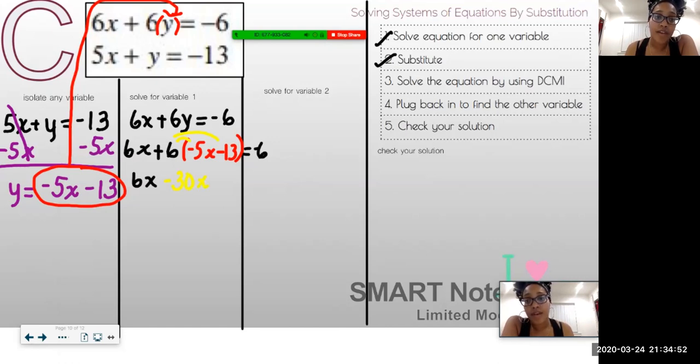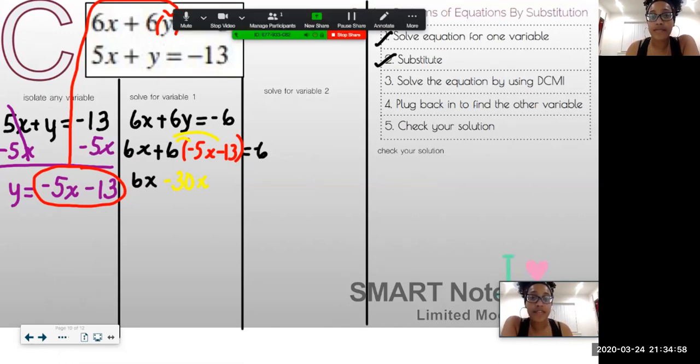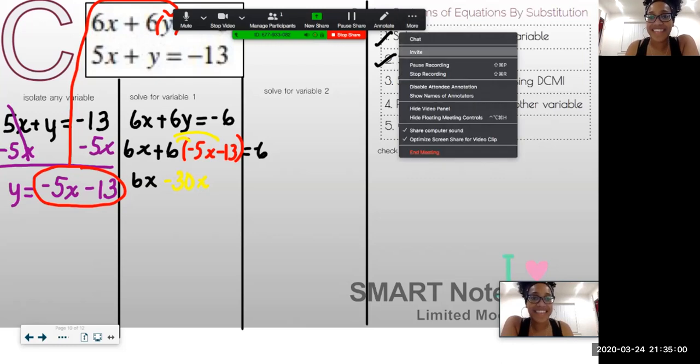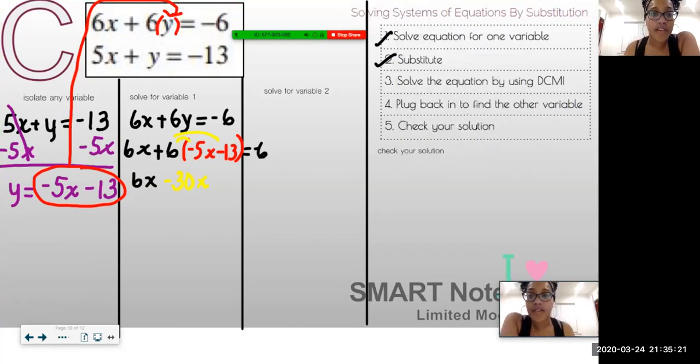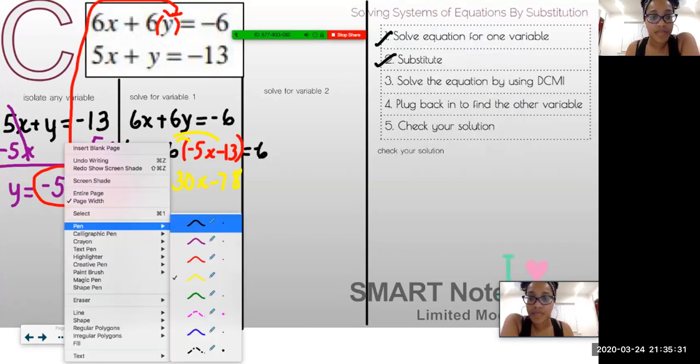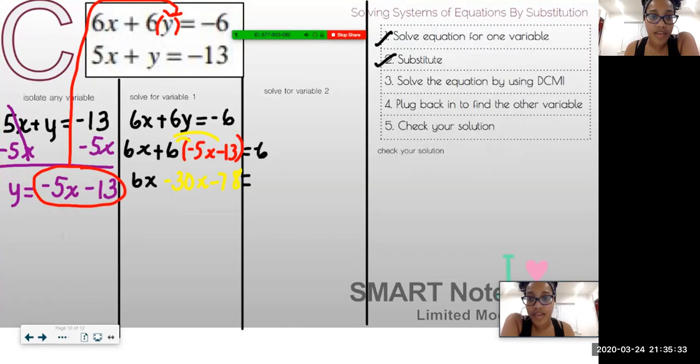And then what's positive 6 times negative 13? Take a second, use your calculators. All right, so you did that. Positive 6 times negative 13 is negative 78. And that is equal to negative 6.